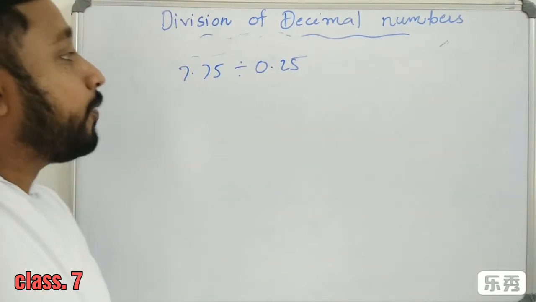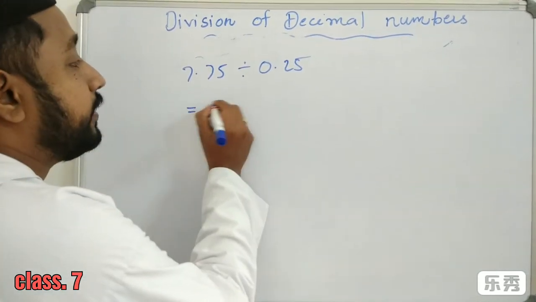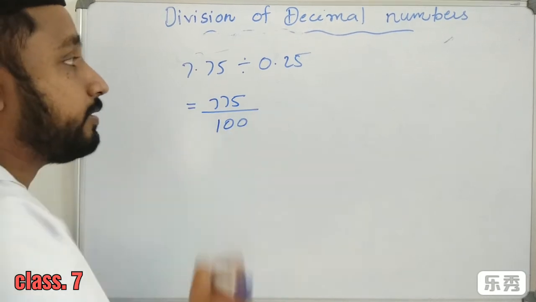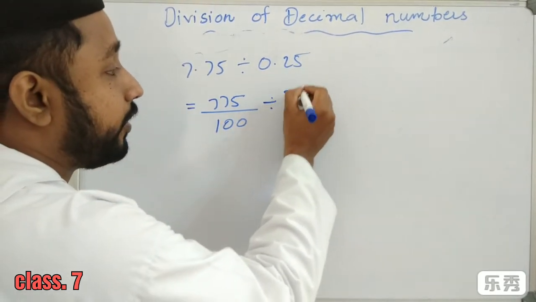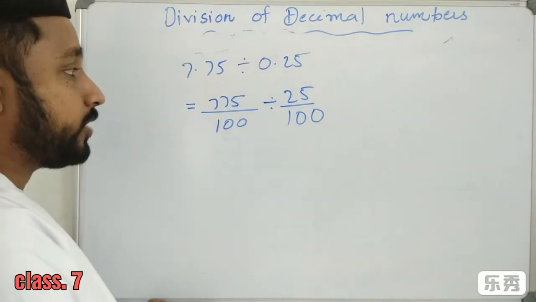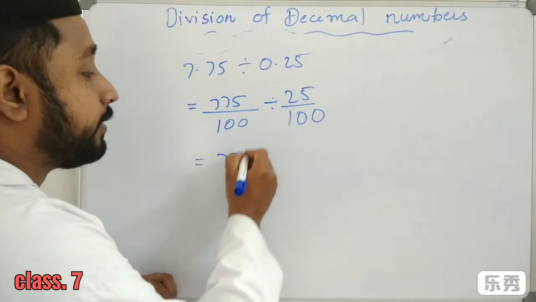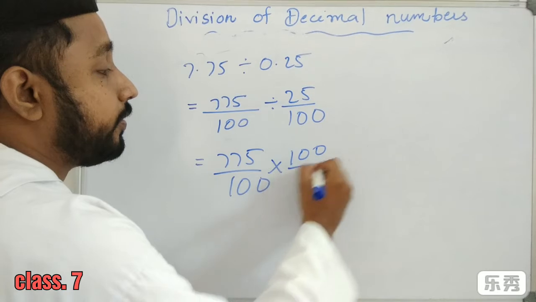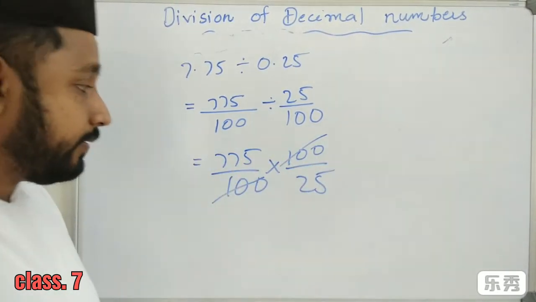Next question, 7.75 divided by 0.25, which is equal to 775 by 100 divided by 25 by 100. So 775 by 100 divided by 25 by 100 is equal to 775 by 100 into 100 by 25. 100 cancel.